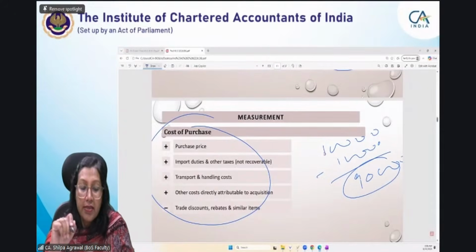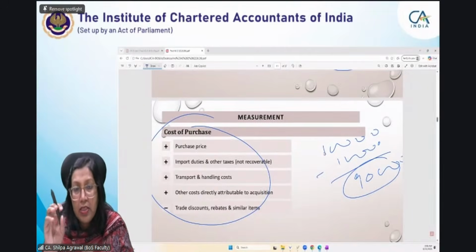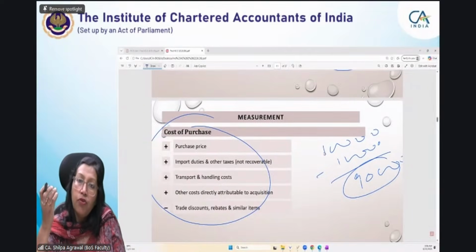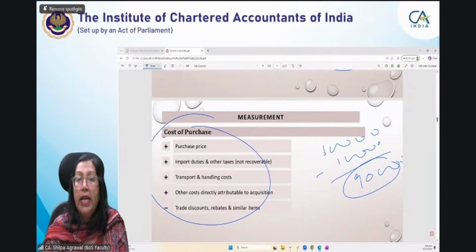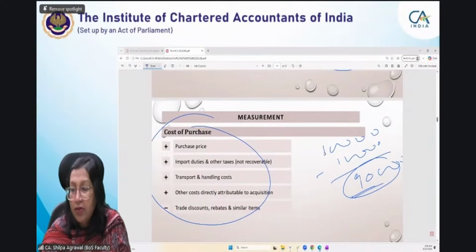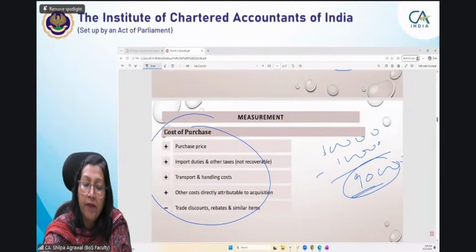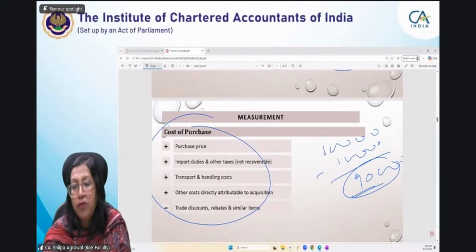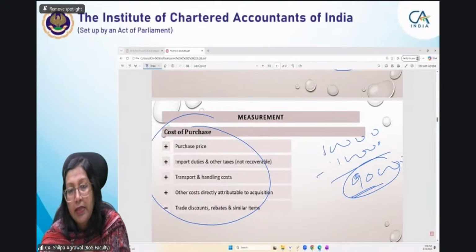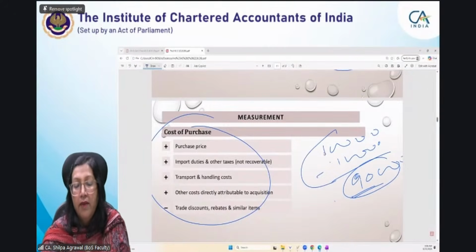So trade discounts are always deducted when it comes to cost of purchase, because that is a discount which you are going to get upfront. So that does not form a part of purchase ever. Your purchase is always considered as 90,000, not 1 lakh minus 10,000. Though for testing you, we mention that we purchased it for 1 lakh, invoice value was 1 lakh, and we got 10,000 discount. For me, cost of purchase will always be 90,000, not the invoice value minus trade discount. We will not show it in this manner. We'll show it directly like this.